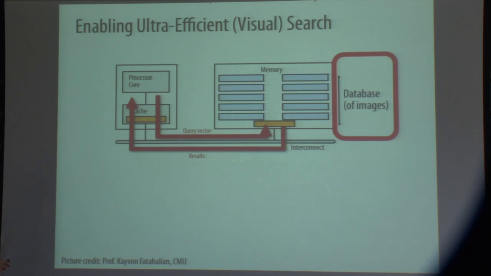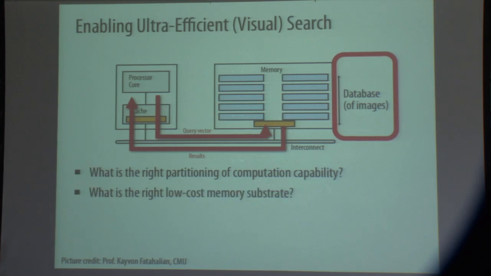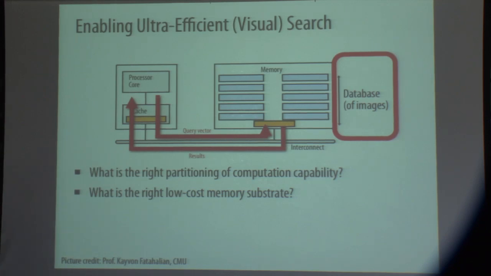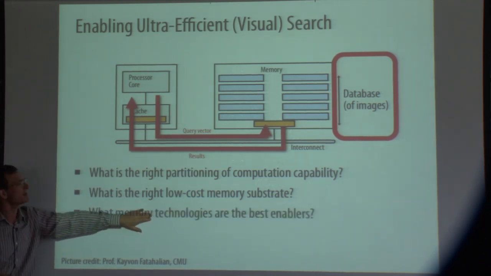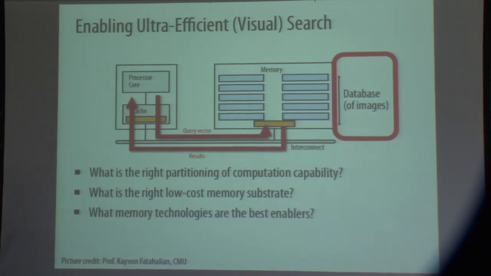So I think in the future, it becomes a lot more interesting to look at these architectures that operate this way because of the demands on data that we have today. Then there are many questions, right? This is actually an exciting area of research also. What is the right partitioning of computation capability between these processor cores and memory? What is the right low-cost memory substrate? What do you need in addition to RowClone? RowClone is obviously not enough, right? Maybe you need some large-scale vector operations that can be done in bulk in DRAM, right? What memory technologies are the best enablers? Maybe DRAM is not the best over here because it's so cost sensitive. But maybe there are some other memory technologies, like phase change memory, that already have some of this circuitry, right?